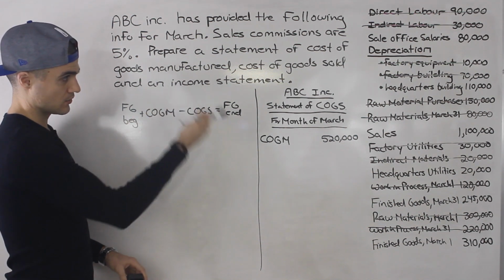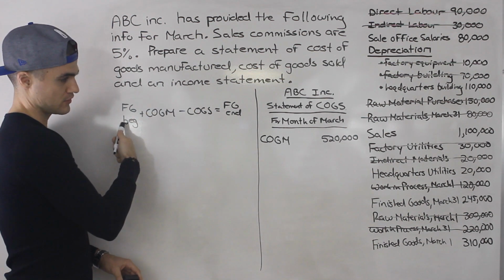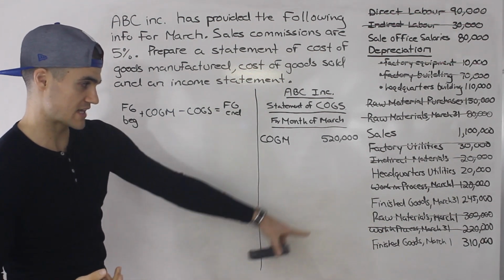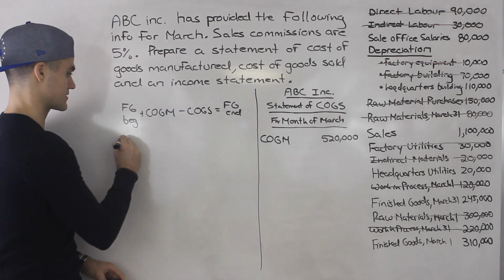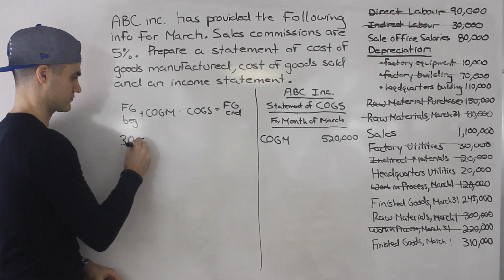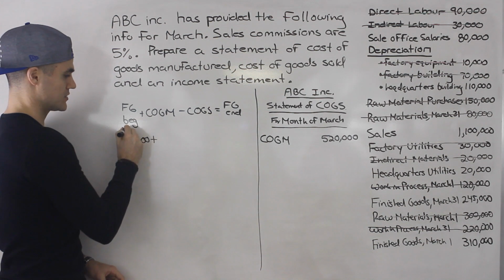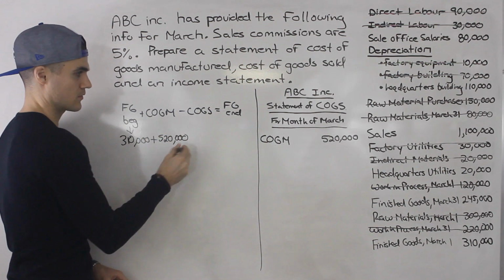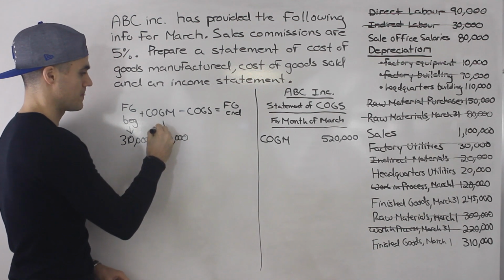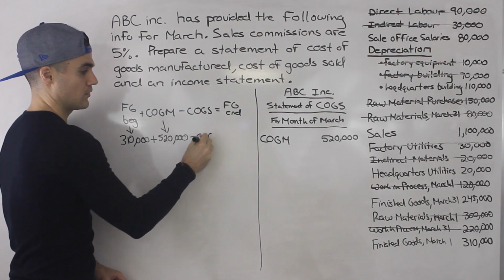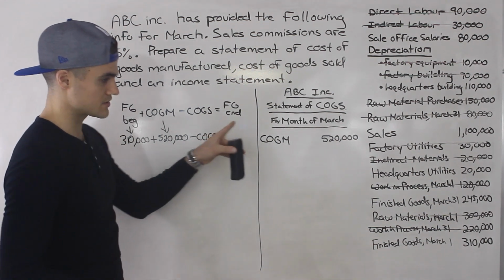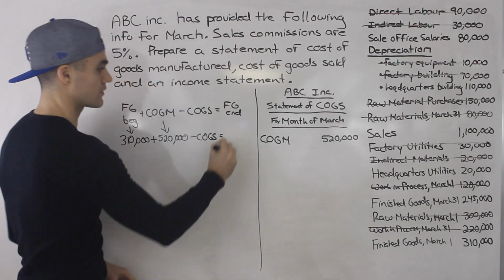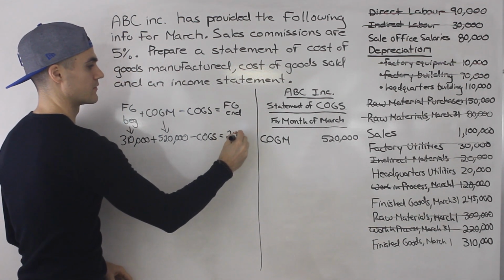So let's go through the list here and fill these out. So the finished goods at the beginning, the finished goods at March 1st, notice that's the last item, the 310,000. And then the cost of goods manufactured, we already know that's 520,000, right? We figured that out in the previous statement. Cost of goods sold, we don't know. We're actually going to figure that out because notice we're given the finished goods at the end of the period, the March 31st. So that's 245,000 right there.